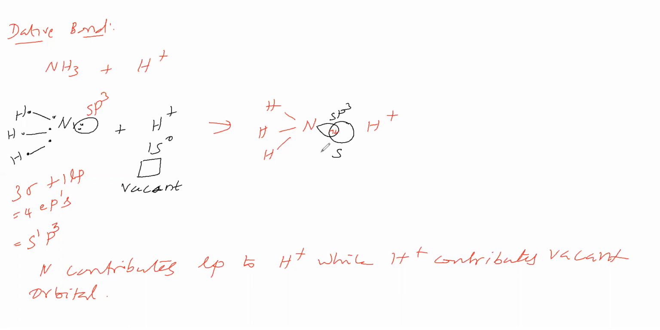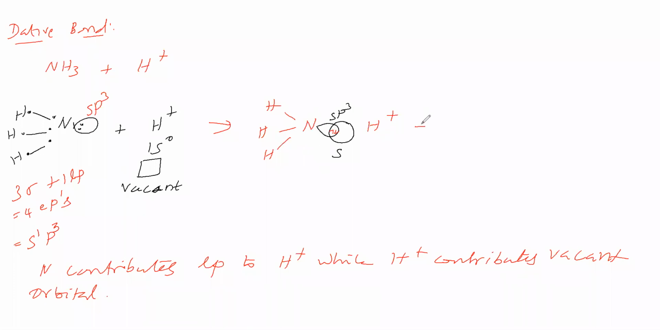Therefore now the bond is formed. This electron pair is shared by H plus as well as nitrogen. So H plus takes this pair of electrons, therefore it gets the duplet configuration. Nitrogen, with 3 sigma bonds and this 1 coordinate bond, also has 8 electrons.